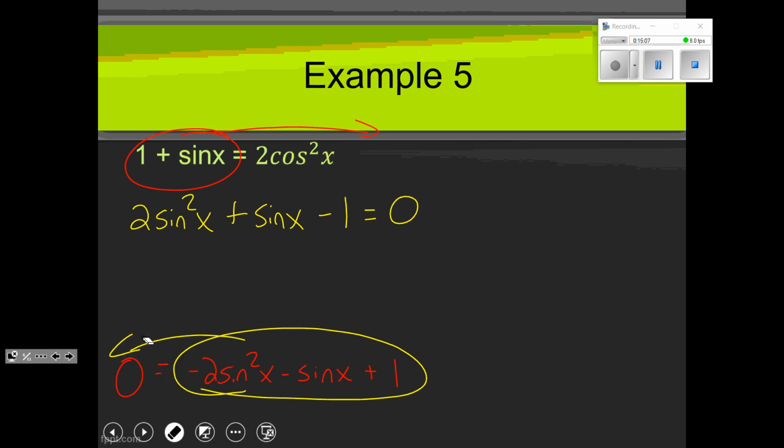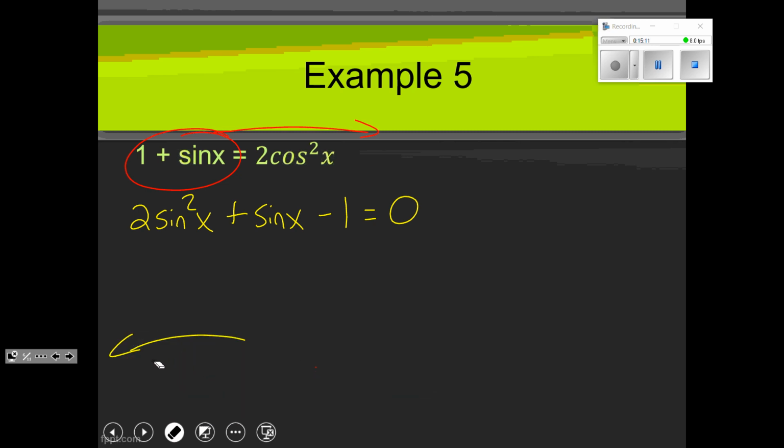Okay, so now it's all in the same trig function. So now I could try to factor that, just like I did example 4. So if I were you, it's a trinomial, hit pause and see if you can work it from here.